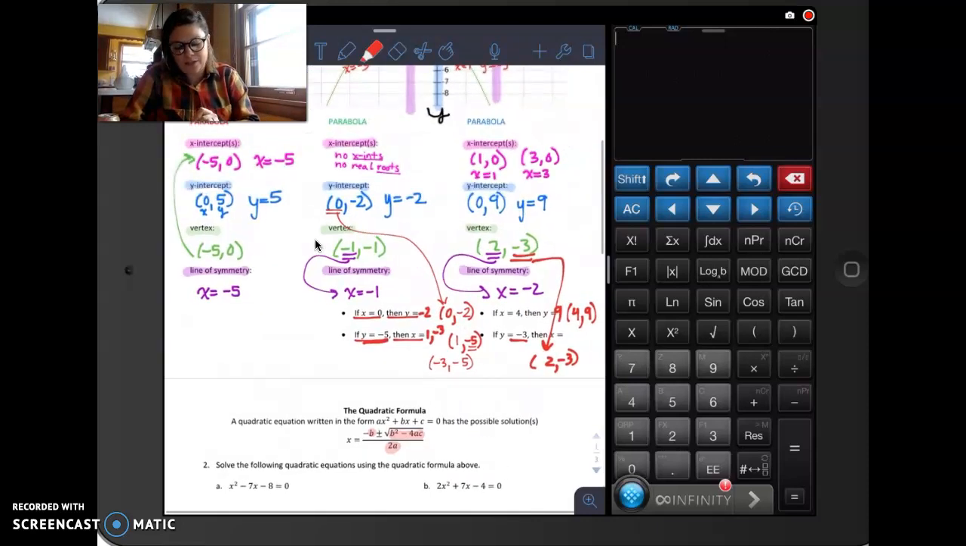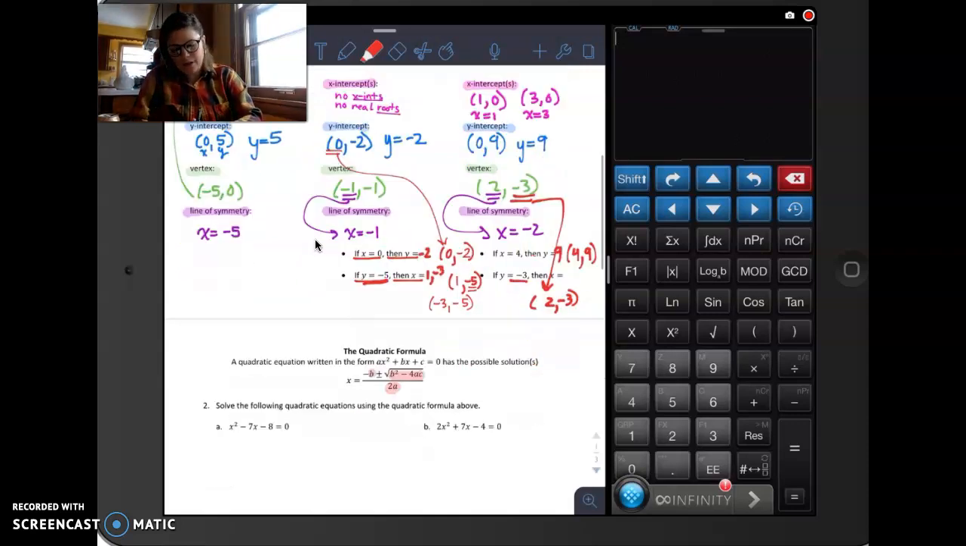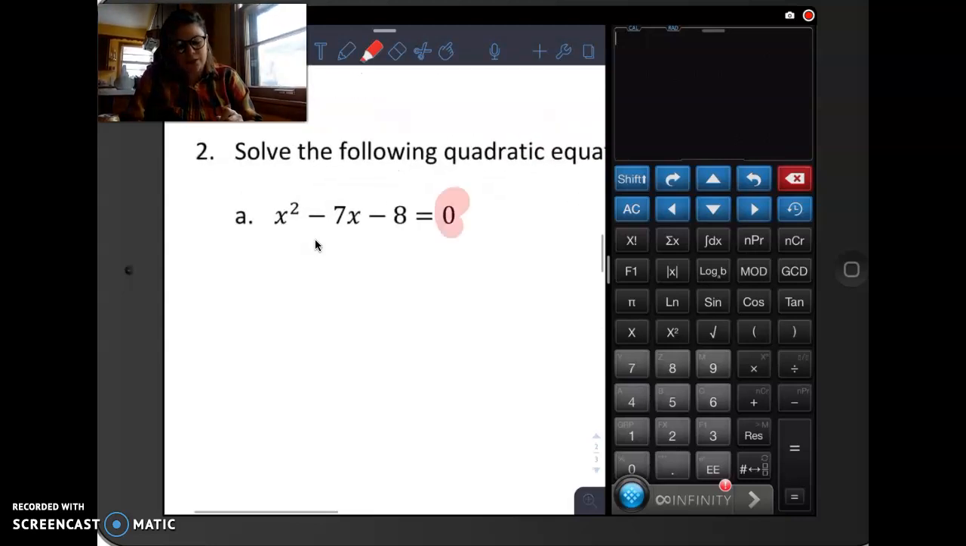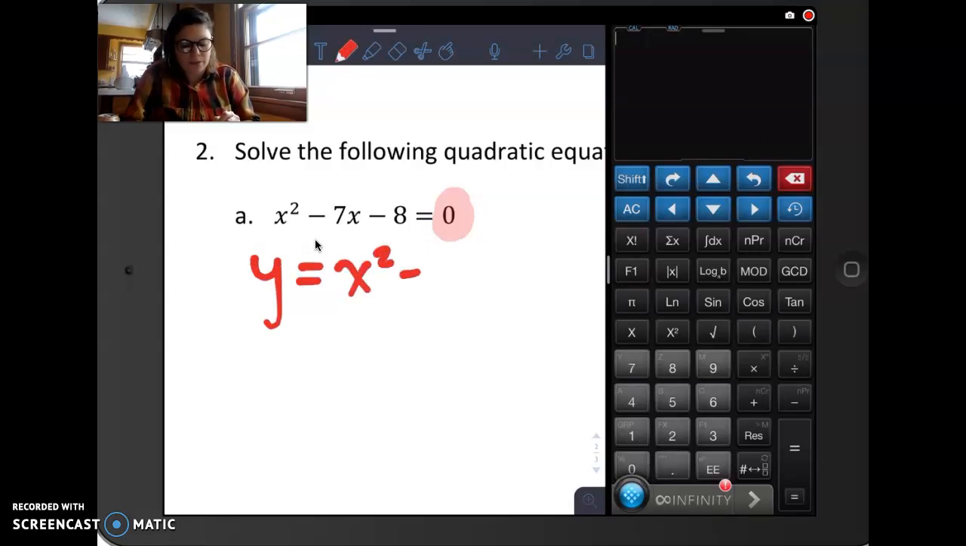How do you find these answers using algebra instead of using a visual graph? Because you're not always going to have a graph. The reason it's an x-intercept is because you can see here that the y value is 0. Usually equations say y equals x squared minus 7x minus 8. Well, once you have a 0 over there, you can start solving using the quadratic formula.